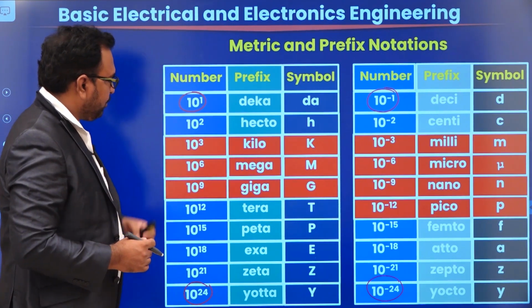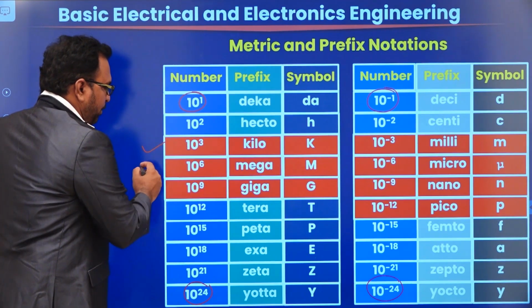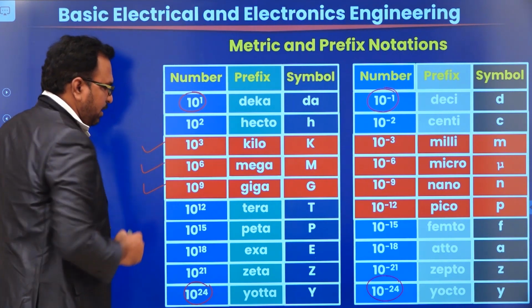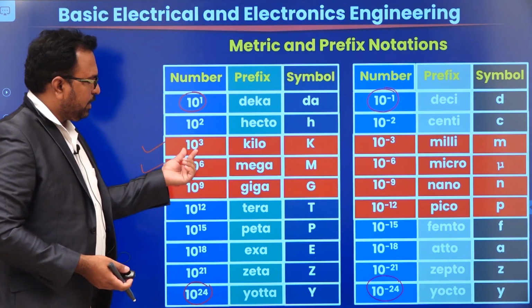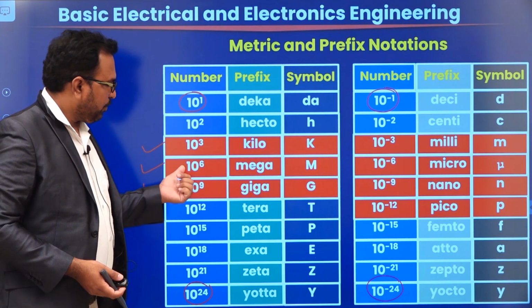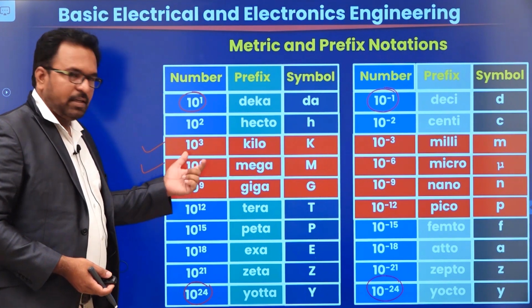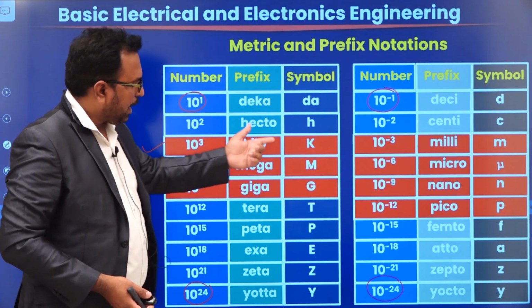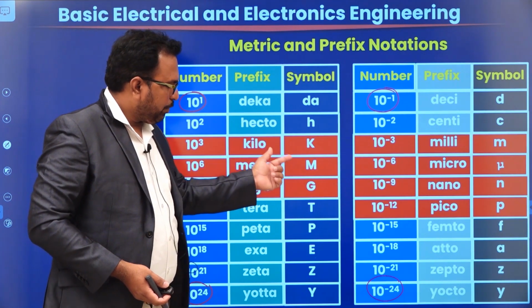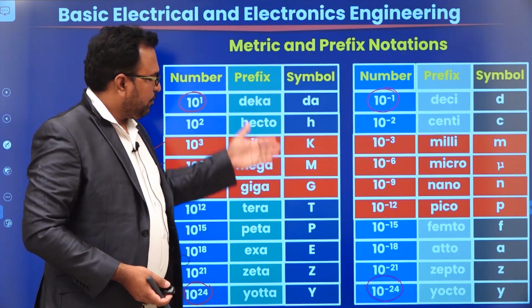In positive metric notations, we are going to concentrate mainly on 10 power 3, 10 power 6 and 10 power 9. 10 power 3 is called kilo, 10 power 6 mega, 10 power 9 giga. And the symbols used are capital letters: capital K, capital M, capital G. So these will be used as prefixes for positive values.